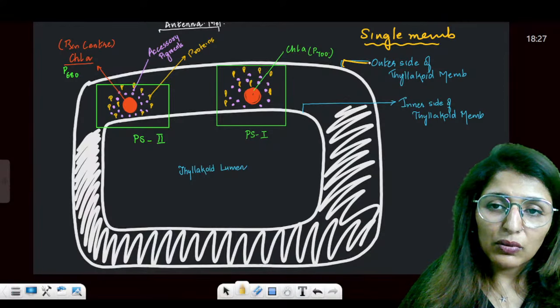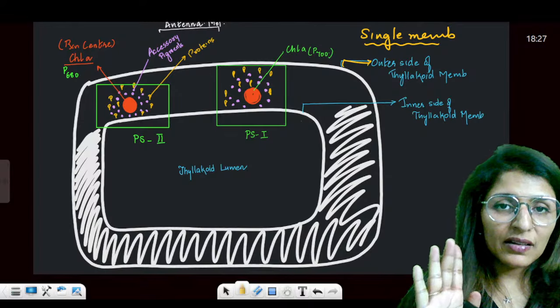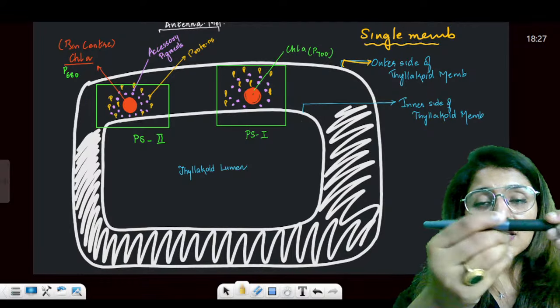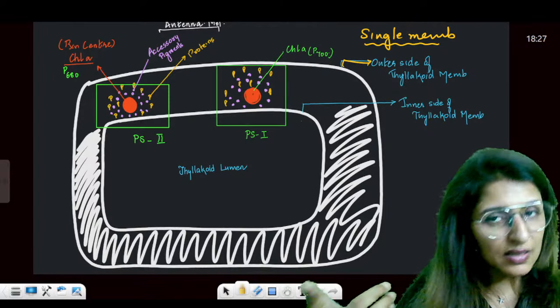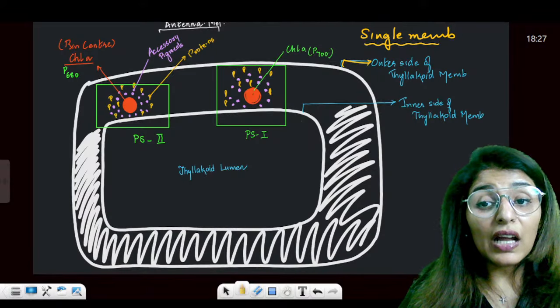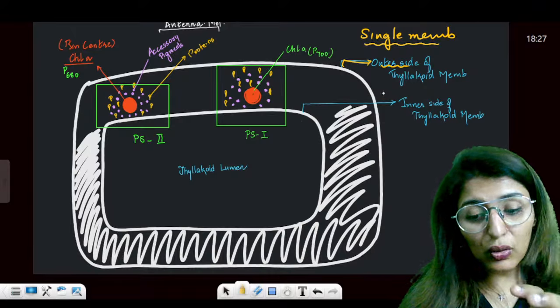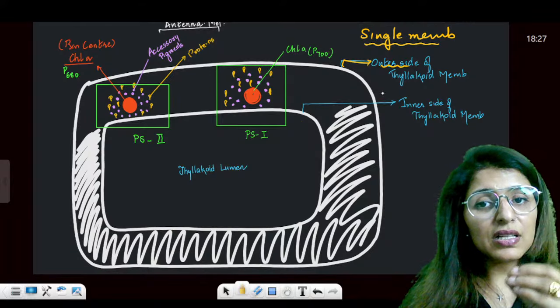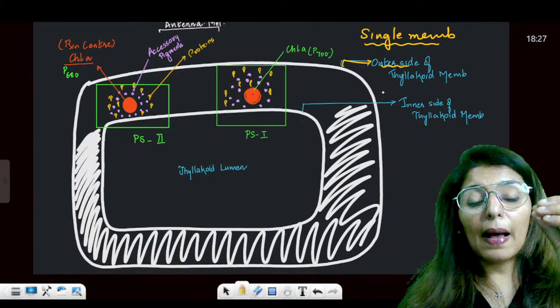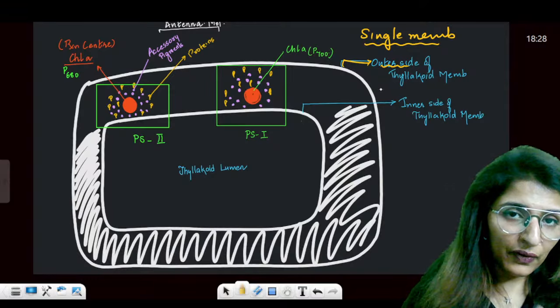So this becomes the outer side, this becomes the inner side, but the membrane is only single. Please understand. Even if it is a single membrane, this is the outer side, this is the inner side. I'm not calling it the outer membrane, I'm calling it the outer side of the thylakoid membrane. Now, why do we need to see these details? Because different things will be present at different locations, and you must know the location of everything.